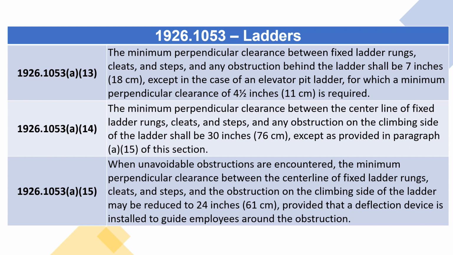1926.1053(a)(15). When unavoidable obstructions are encountered, the minimum perpendicular clearance between the centerline of fixed ladder rungs, cleats, and steps, and the obstruction on the climbing side of the ladder may be reduced to 24 inches (61 centimeters), provided that a deflection device is installed to guide employees around the obstruction.